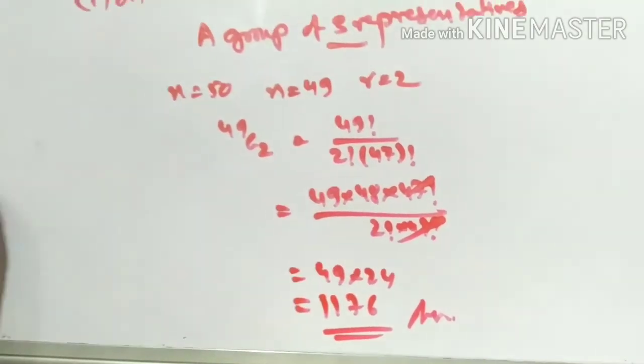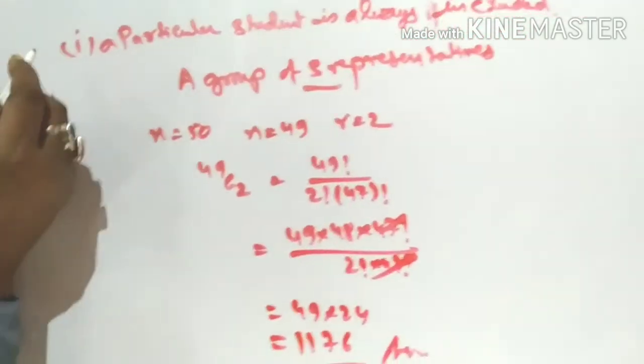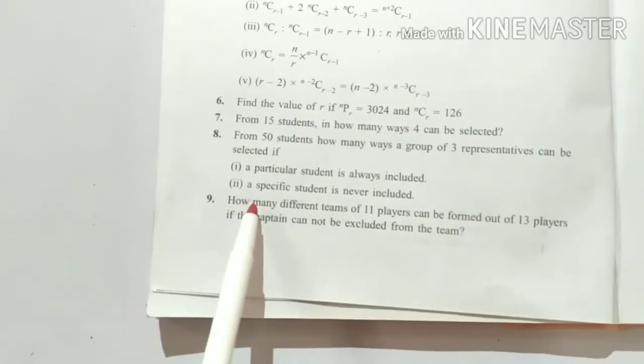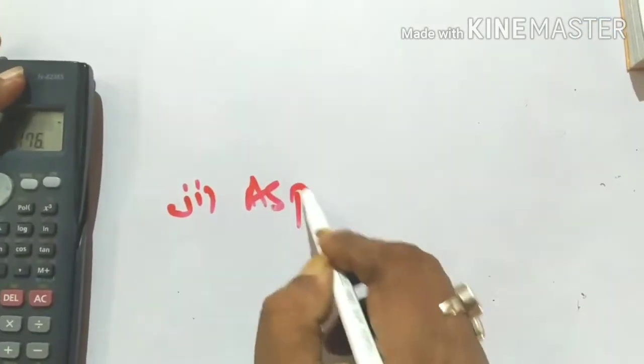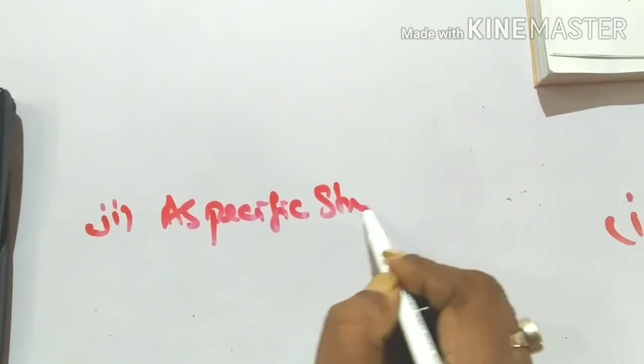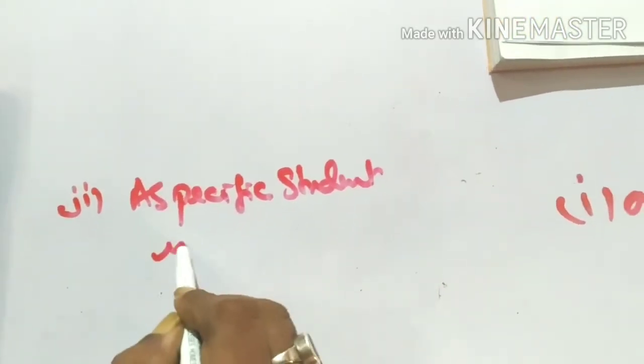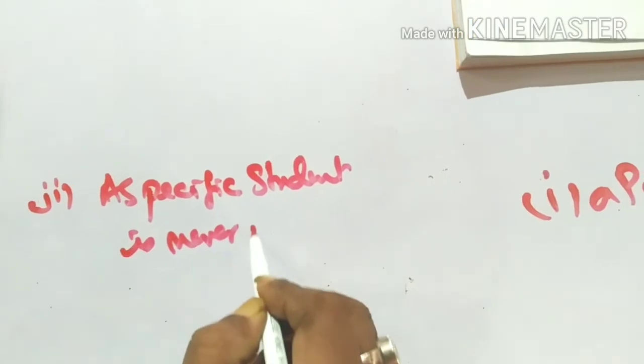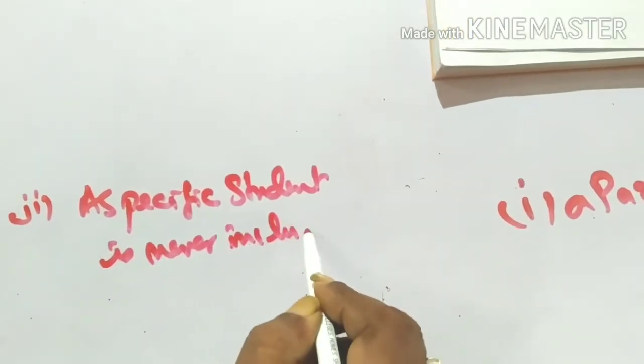Now there is a second part of this question. In the second part, it is saying that a specific student is never included.